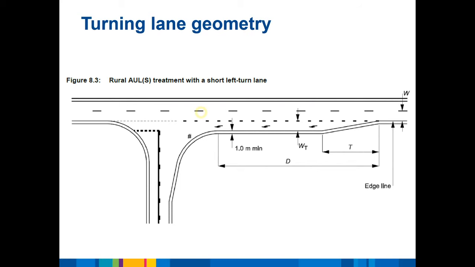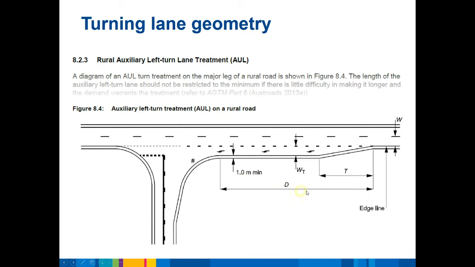So we've got the AUL-S and the AUL. Again, it's basically just changing in terms of the total length. That's really all. If we are in a rural setting, then we also need to provide a 1 meter shoulder at minimum, in addition to the lane width. So the lane width might be 3 or 3.5 meters for the left turn lane, plus we need a 1 meter shoulder at minimum.